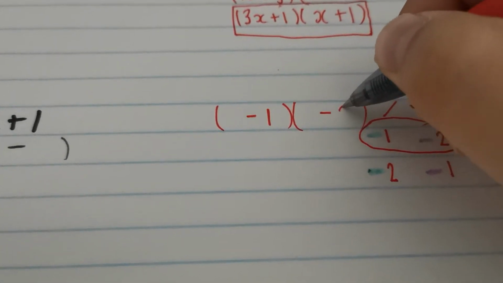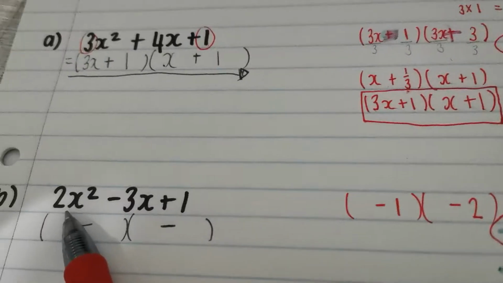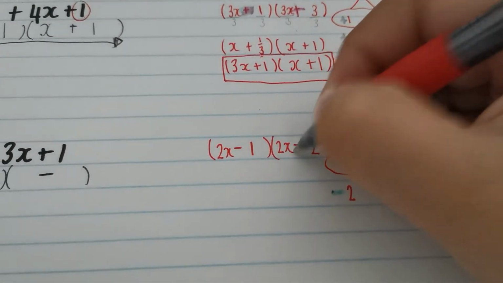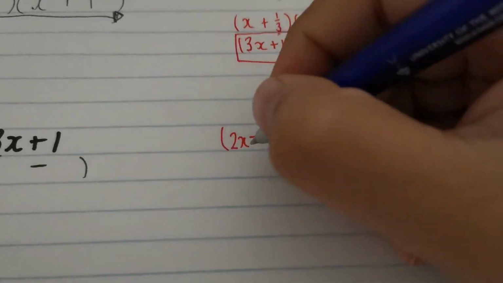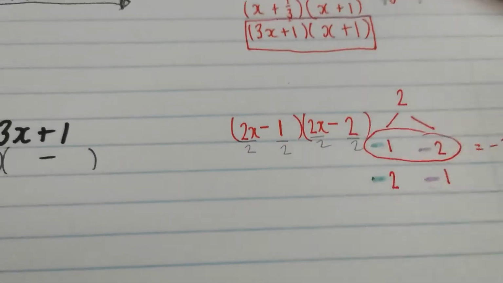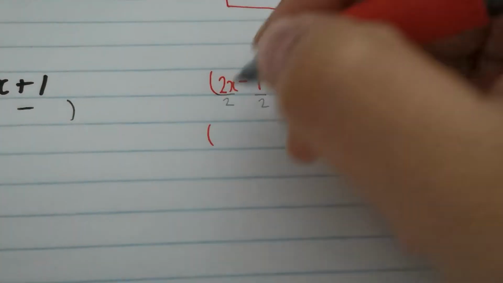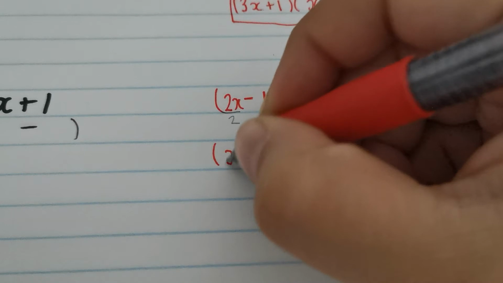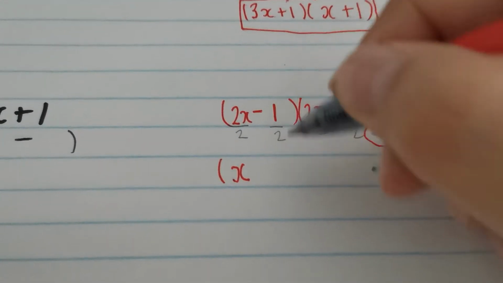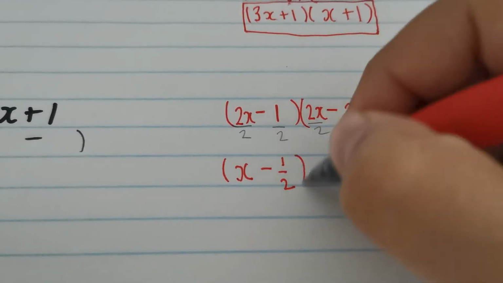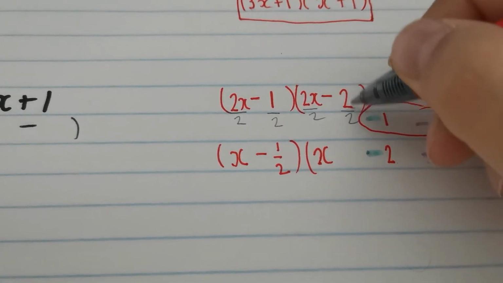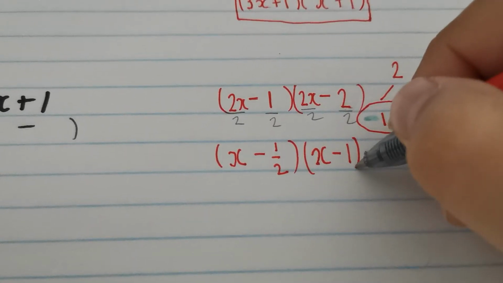-1, second bracket, -2. Over here, it said 2x squared, so here must go 2x, here must go 2x. Then, what do? Divide everything by 2. Let's see, what does our bracket look like? 2x divided by 2 is x. Minus 1 divided by 2 is minus 1 over 2. 2x divided by 2 is x, and 2 divided by 2 is 1.